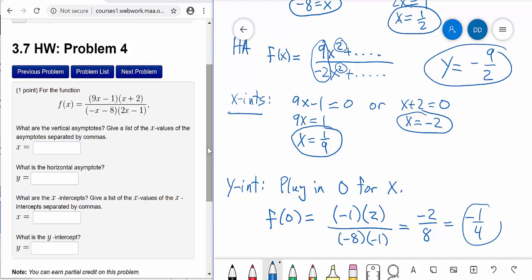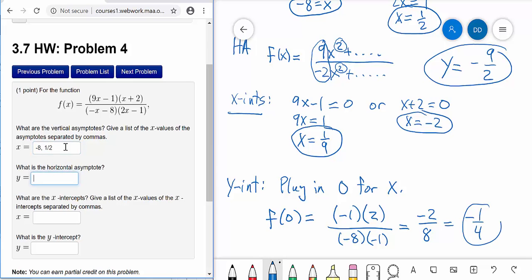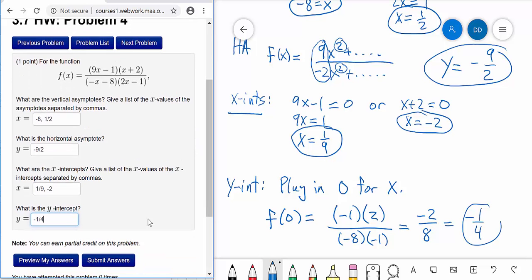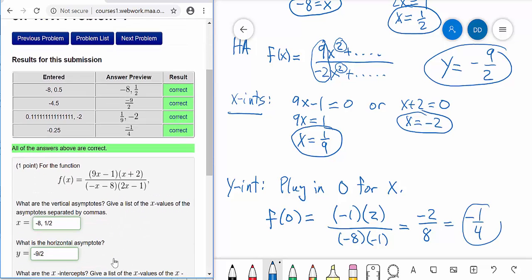So let's enter this in WebWork. We had vertical asymptotes at negative 8 and 1/2. The horizontal asymptote was y equals negative 9/2. The x-intercepts were at 1/9 and negative 2. And the y-intercept was at negative 1/4. And you could enter the unsimplified answer, negative 2 over 8, as well. There we go.